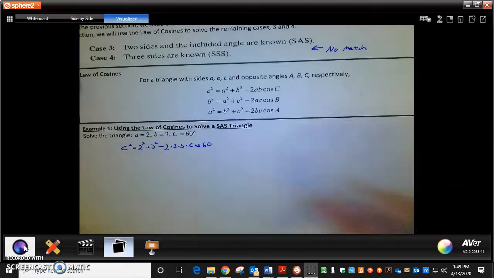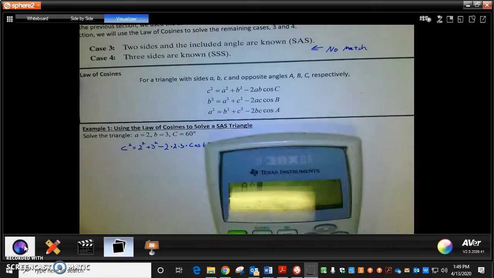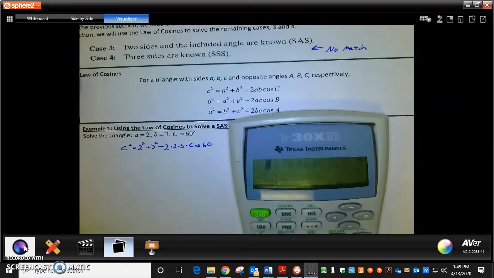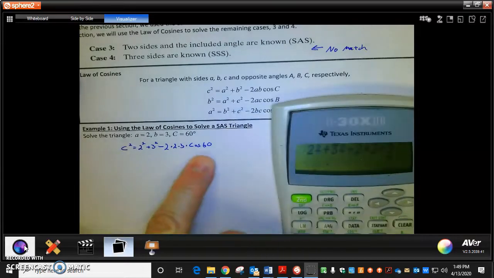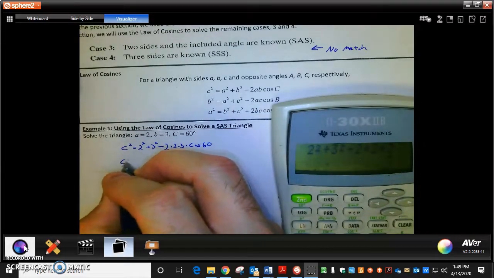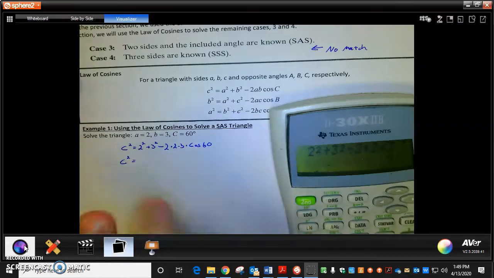So I can plug all of that into my calculator in one step. I can just take 2 squared plus 3 squared minus 2 times 2 times 3 times the cosine of 60, and just hit equals. My calculator will do all of that. So c squared equals, so that's what we found. We simplified all this, and we got 7.